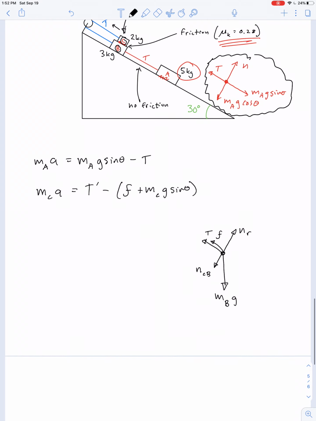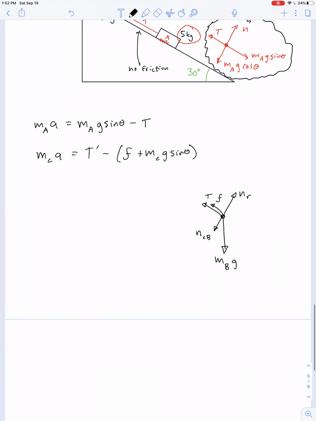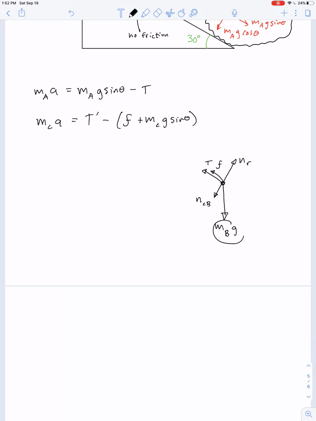Okay, so all we need to do is resolve this free body diagram, and the only force that needs to be broken down into its components is the weight vector. So if we keep everything else the same, there's the normal force on the ramp. Now there's going to be two forces this way, right?